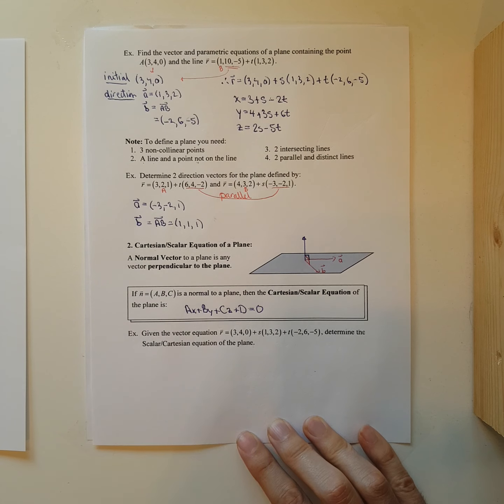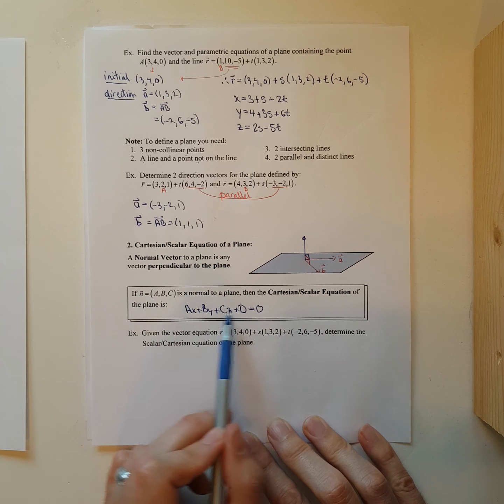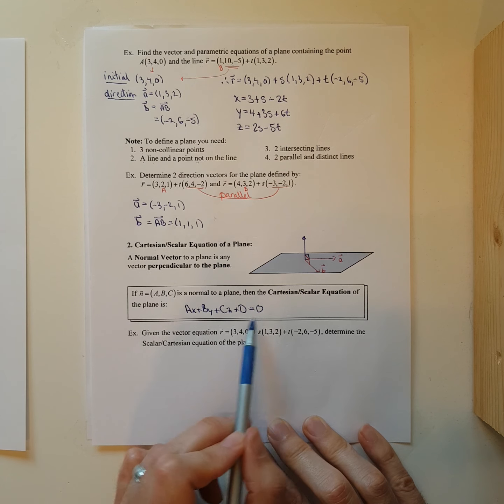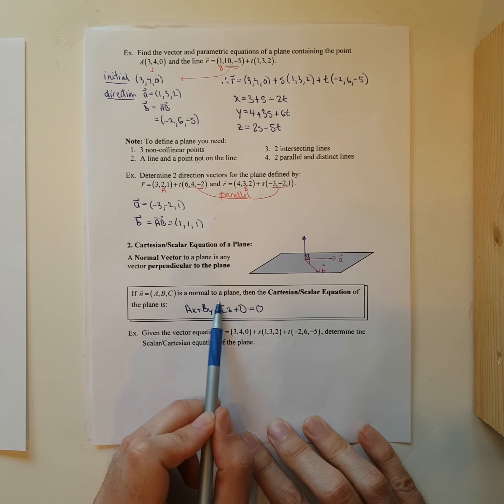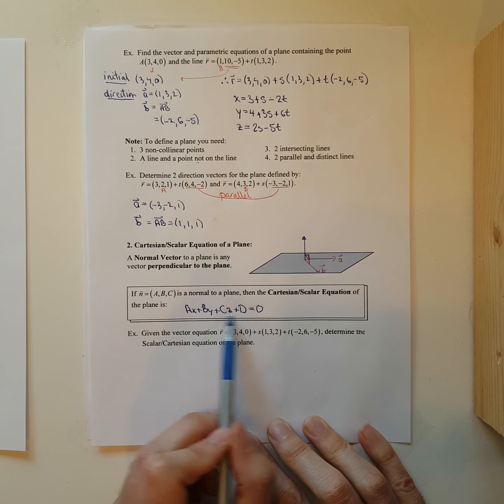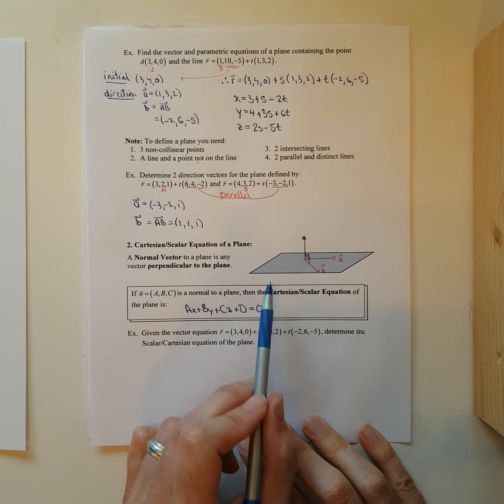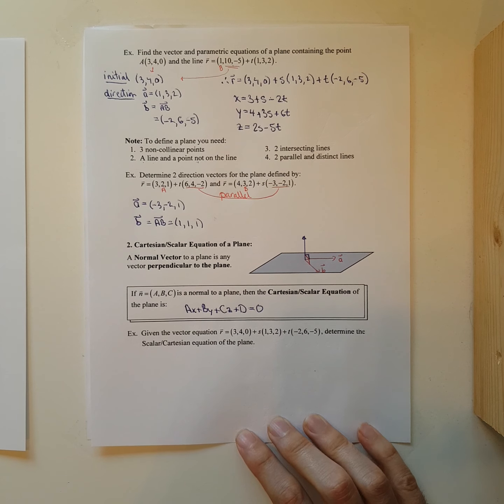This looks much like our standard form in 2 dimensions, which gives us the equation of a line. Our Cartesian or scalar equation, if I put this into 3 dimensions, I'm adding an extra term in here, and we no longer get a line. This actually now defines a plane instead.